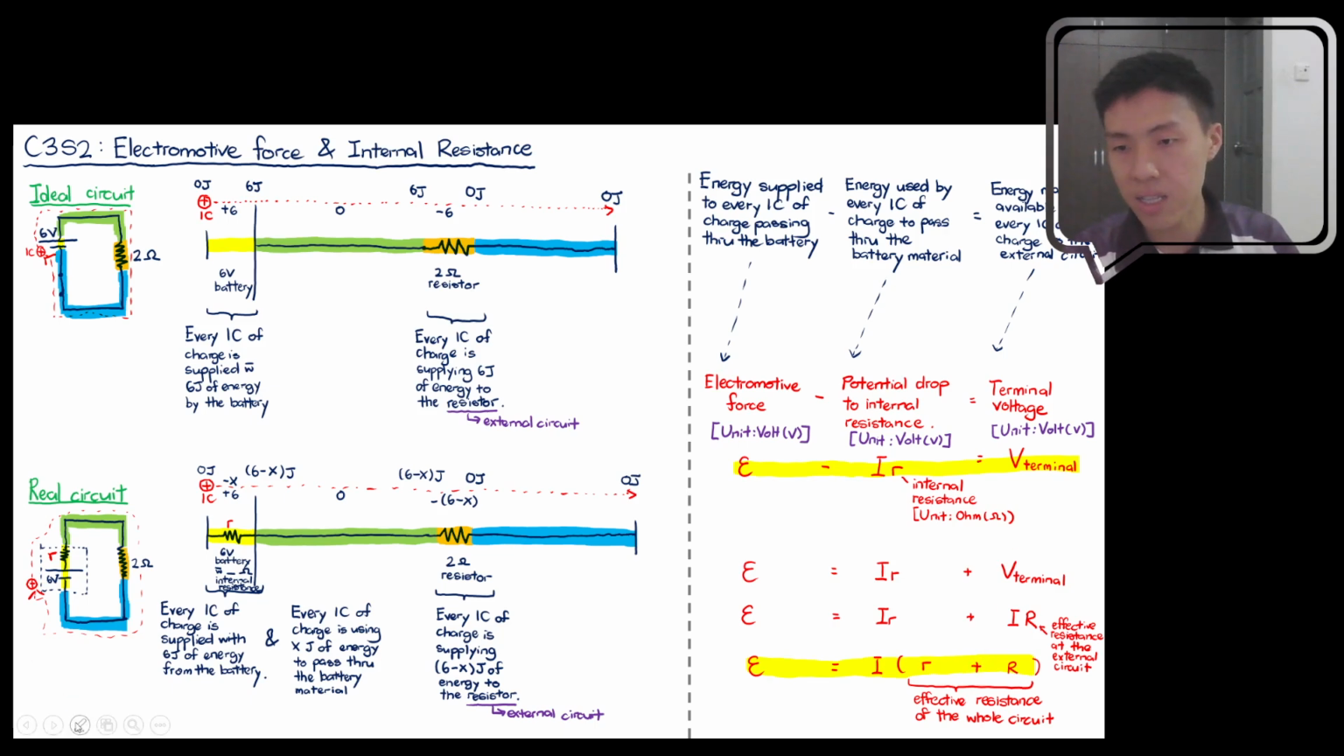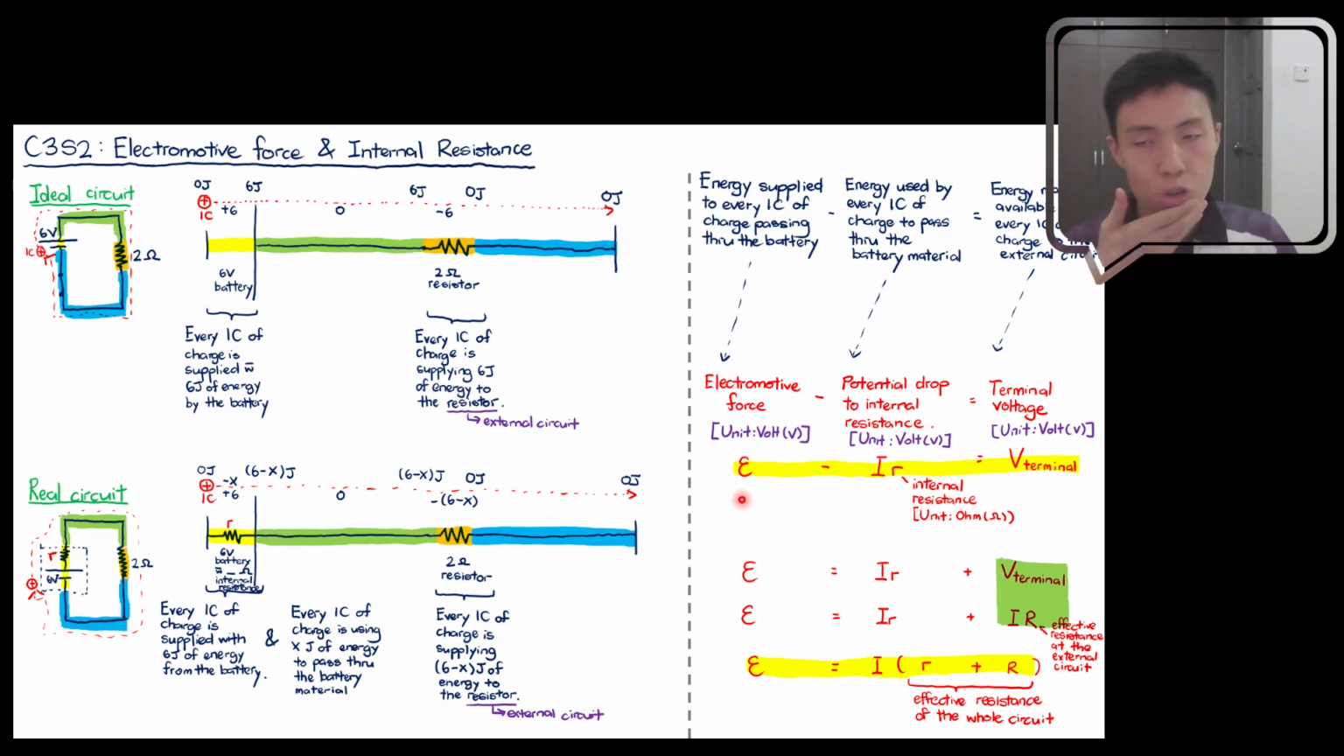And lastly, another thing that is quite useful is this part, where V terminal equals IR. Okay, so by knowing these 3 equations, you should be able to manipulate your equation well to solve any question regarding chapter 3 section 2.